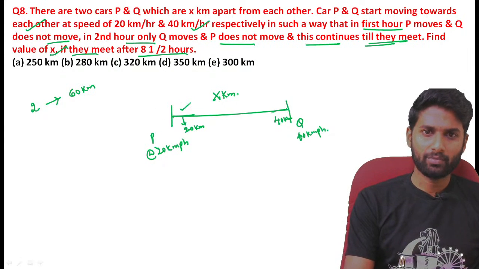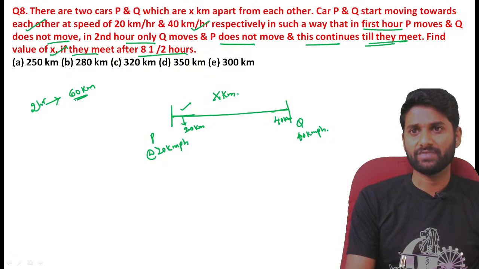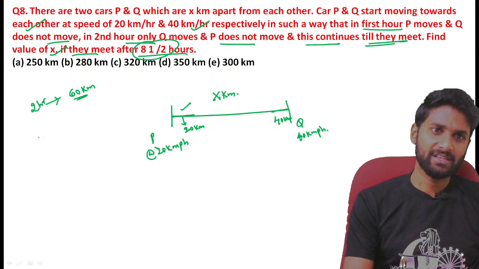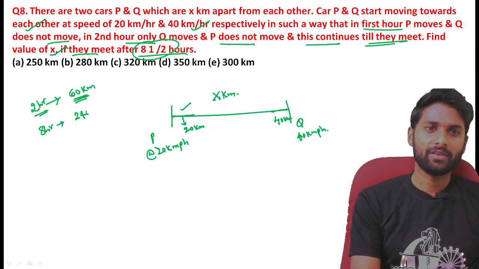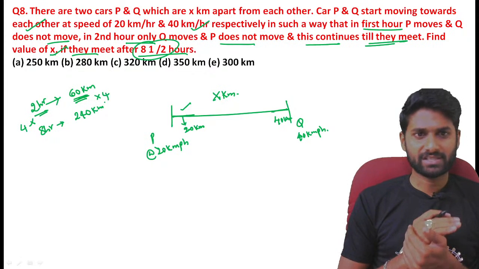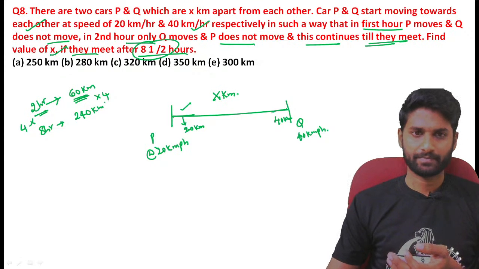In the first hour, car P moves and Q does not move. In the second hour, Q moves and P does not move. That means in 2 hours, they cover 60 kilometers. They will meet after 8.5 hours. For 2 hours they covered 60 kilometers, so for 8 hours they covered 240 kilometers. I just multiplied by 4, by 4.